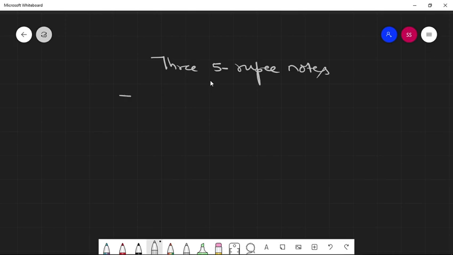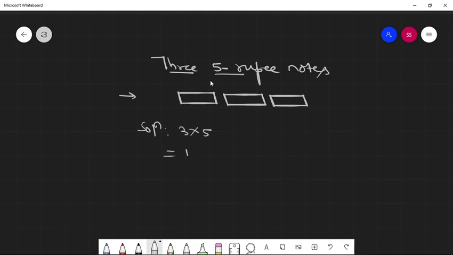Suppose we have been given this, then what can we do? Three 5-rupee notes. So the solution is 3 times 5 equals 15. Therefore the value is Rs 15. If you have three 5-rupee notes, then you have 15 rupees. In this way you have to solve the remaining questions.